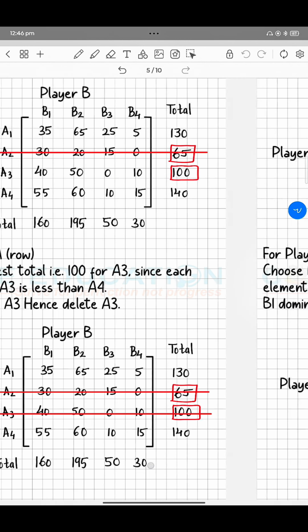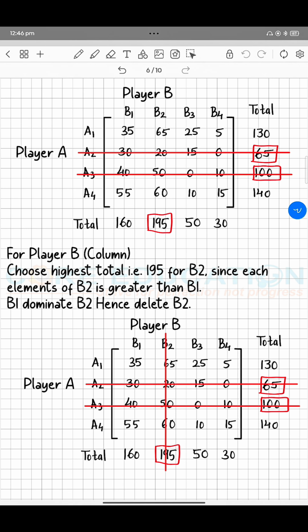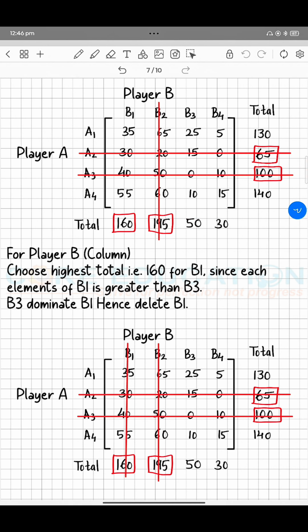A3 is deleted. Now coming back to column player B. Among the columns we have to choose the maximum, the highest total, which is 195. Now compare each entry of B2 with the other columns. Here 65 is greater than 35, 60 is greater than 55, which means B1 dominates B2. In a column, we have to delete the maximum entries, and in a row, we delete the minimum entries of the strategies. So B1 dominates B2, and B2 is deleted.